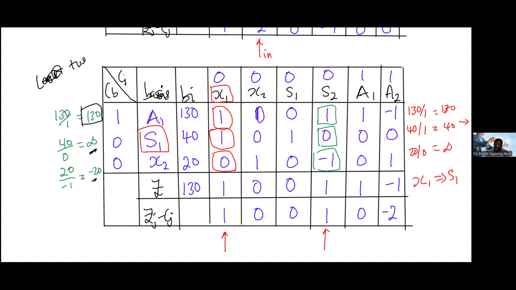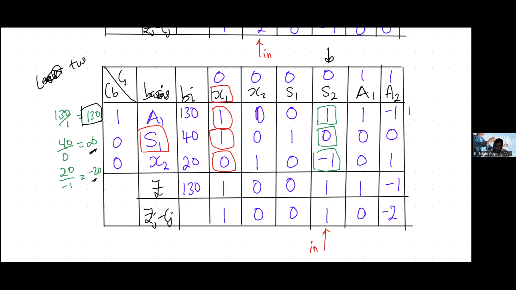So because of this, to shorten the solution process, or the number of iterations, we will go for the S2 column instead of the X1 column, right? So that means that we will erase that and say that this is the in, and we can get rid of all this.